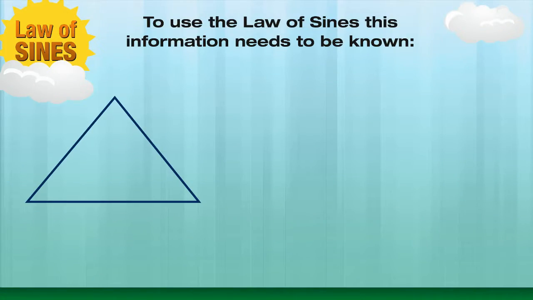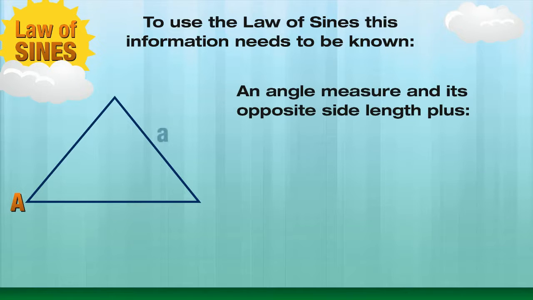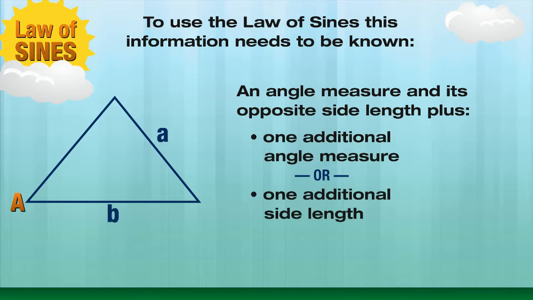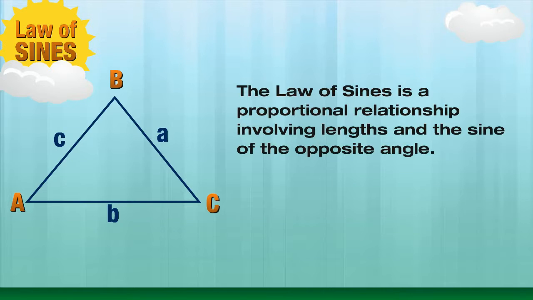Let's review. The law of sines is used to find angle measures and side lengths in triangles. So, when can we use it? You can use it when you know an angle measure and its opposite side length plus one additional angle measure or one additional side length. The law of sines is a proportional relationship involving lengths and the sine of the opposite angle. A over the sine of A is equal to B over the sine of B and C over the sine of C. See? Your understanding of the law of sines is soaring to new heights.